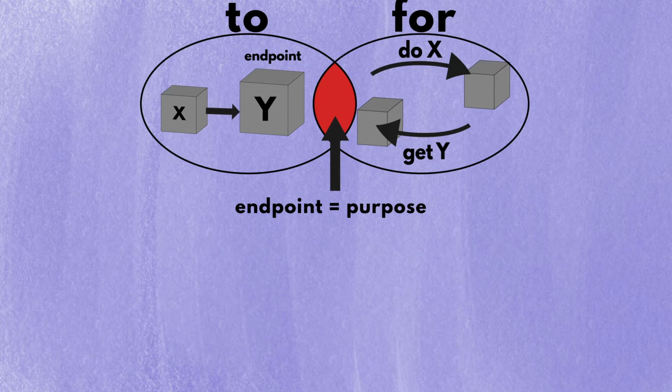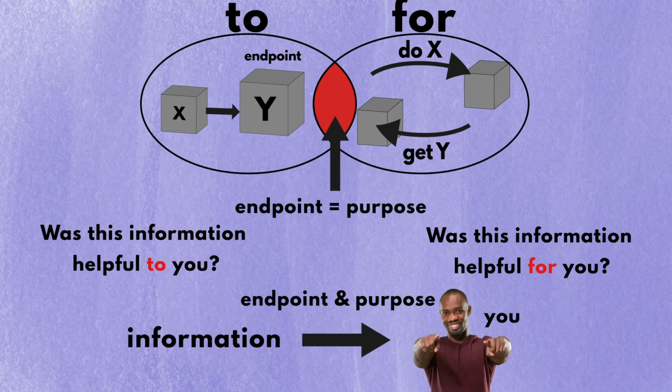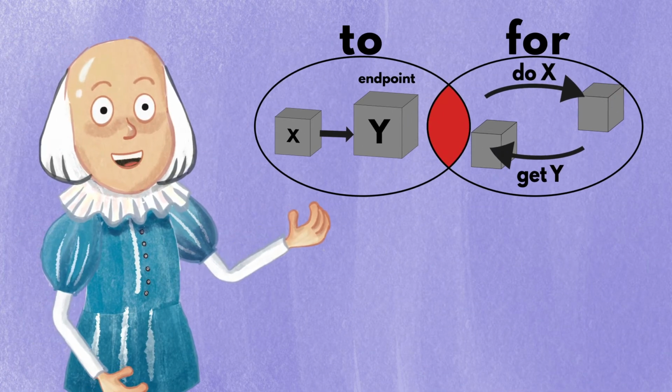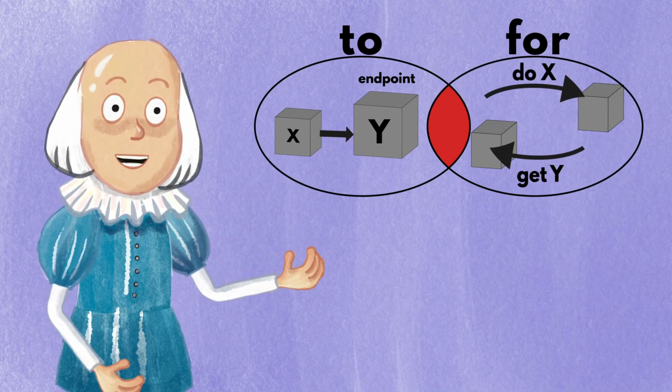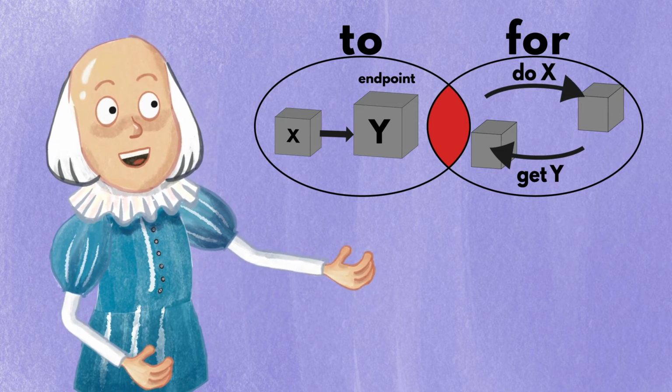Here's another example. "Was this information helpful to you?" and "Was this information helpful for you?" are both acceptable because both the endpoint and purpose of the information is you. If you want to fully understand the difference between "to" and "for," please keep on watching this video. I'll explain the meaning of "to" and "for" in detail.